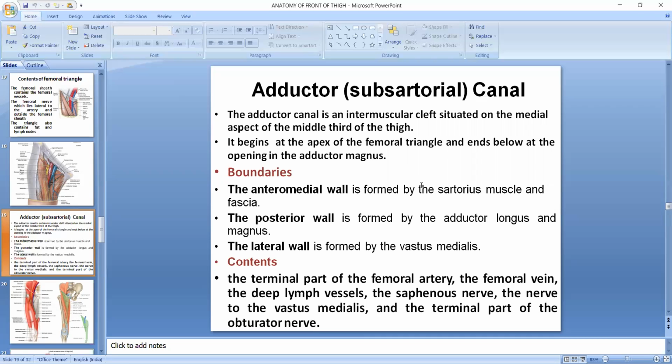Boundaries. The anterior wall is formed by the sartorius muscle and the fascia, and the posterior wall is formed by the adductor longus and the magnus. The lateral wall is formed by the vastus medialis.